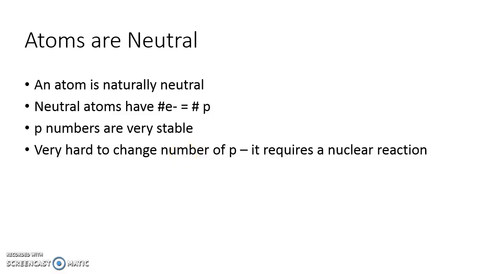These proton numbers are very stable. The only way they can change is by a nuclear reaction. So if we have a sample of carbon, it remains carbon because the number of protons in each atom stays the same. If you have a nuclear reaction, that can change, but we're going to look at that later on in this chapter.